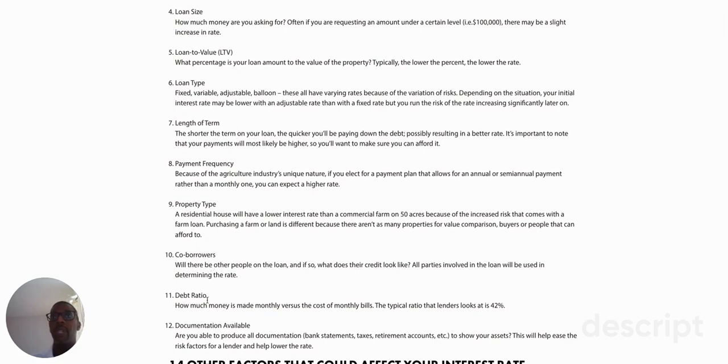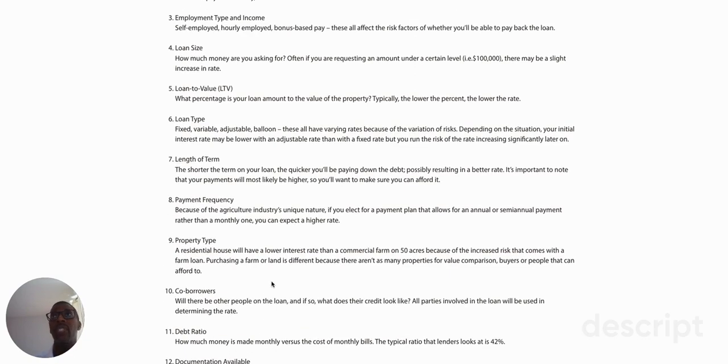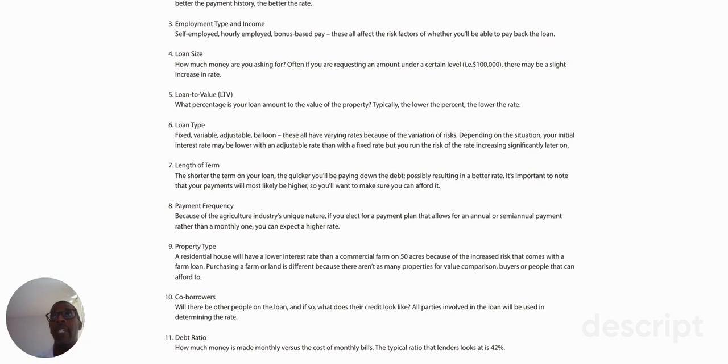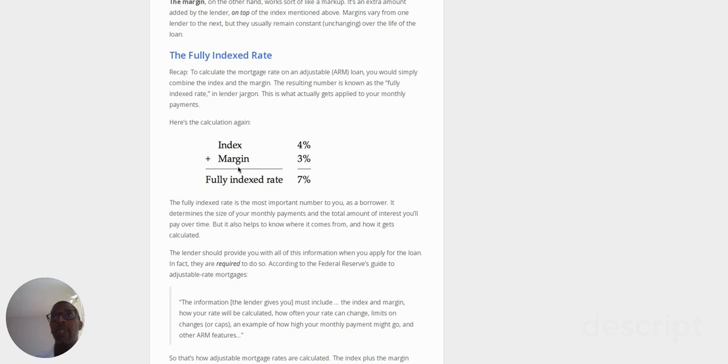Co-borrowers, debt to income ratio. Is the amount of debt you have more than what you're bringing in as far as income that can cover that debt? They look for a certain ratio, and if you're over that ratio, then you may be considered high risk and your rate may be higher as a result. And then the documentation available, tax statements, bank statements, things like that. So these are the things that will factor in to your lender figuring out what your margin is going to be. What premium are they going to charge you for that loan?